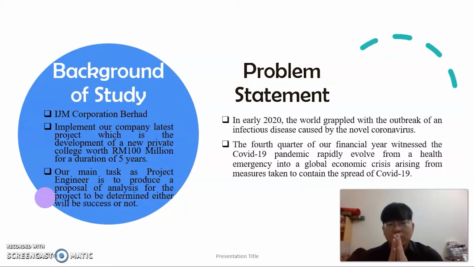So for the purpose statement, in early 2020, the world grappled with the outbreak of an infectious disease caused by the novel coronavirus. The fourth quarter of our financial year witnessed the COVID-19 pandemic rapidly evolve from a health emergency to a global economic crisis, arising from measures taken to contain the spread of COVID-19.